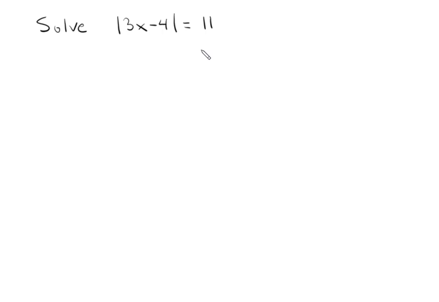It's already done. Step 2: if a is less than 0, there is no solution. Well, a is the number that's on the right side of this equality. It is not less than 0, so we can move on to step 3.